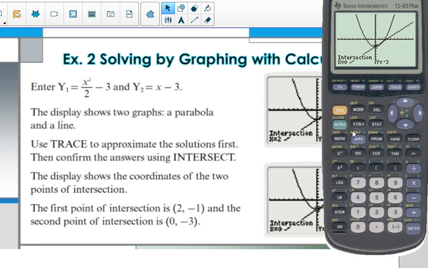The next one, try it again, second, trace, hit number 5. This time I need to go further over on the parabola, so about there. Second curve, we'll say about the same spot, hit enter a third time. And it says when x is 2, y is -1, so that's the intersection point there, which that's what they had, 2, -1. So those are your two solutions for this problem.